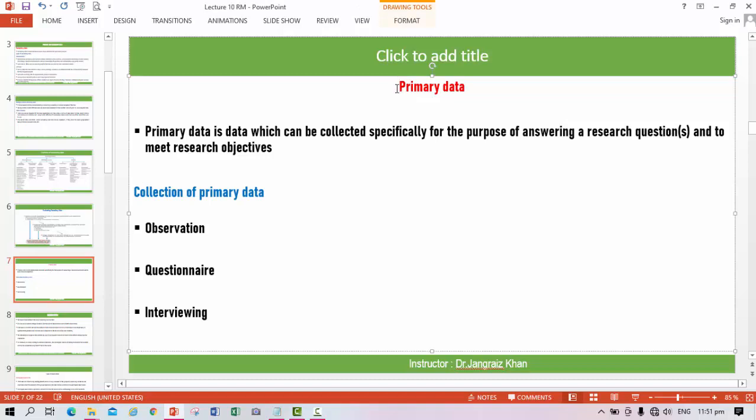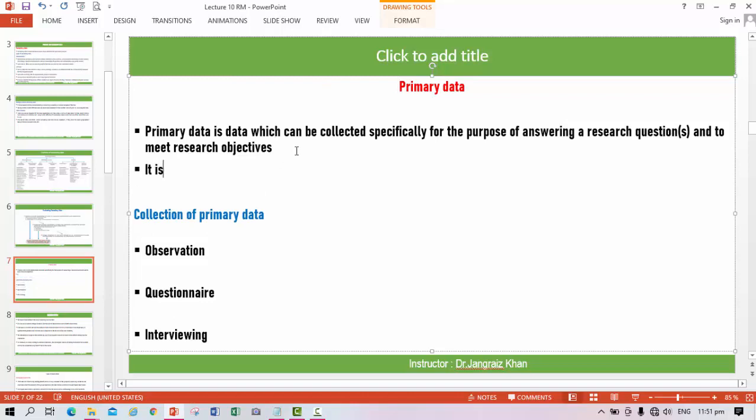That was something about the secondary data. Now we proceed toward the primary data. Dear student, the primary data is the data which is collected specifically for the purpose of answering a research question and to meet the research objectives. In other words, it is the data which is collected for the first time.